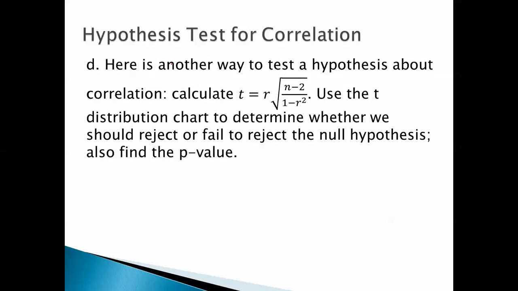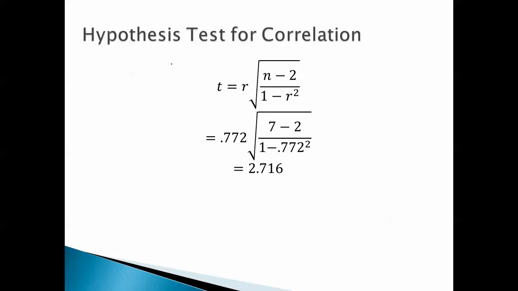Here's another way to test a hypothesis about correlation. Calculate t equals r times the square root of n minus 2 over 1 minus r squared. Use the t distribution chart to determine whether we should reject or fail to reject the null hypothesis. Also find the p-value. Okay, so here's the formula. We plug in r equals 0.772, n in this case is 7, and we end up with t equals 2.716.